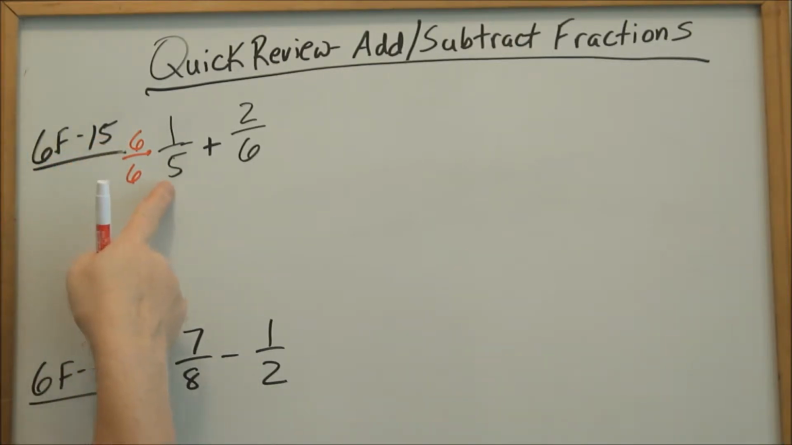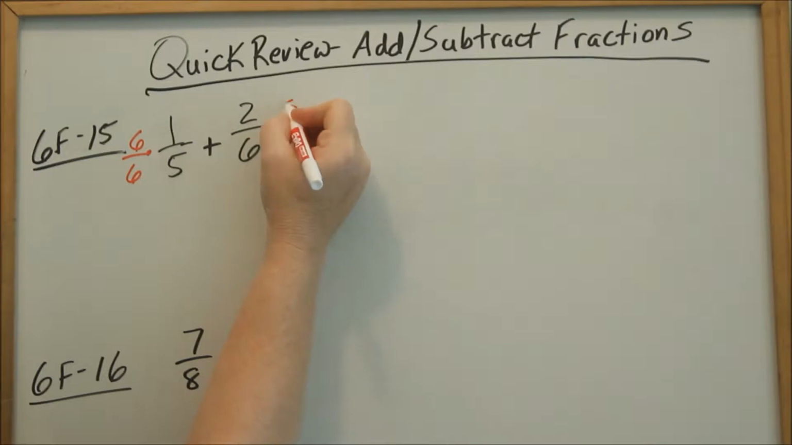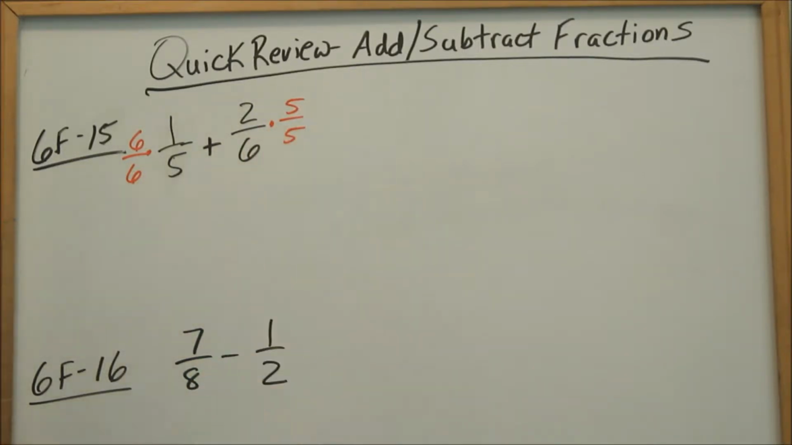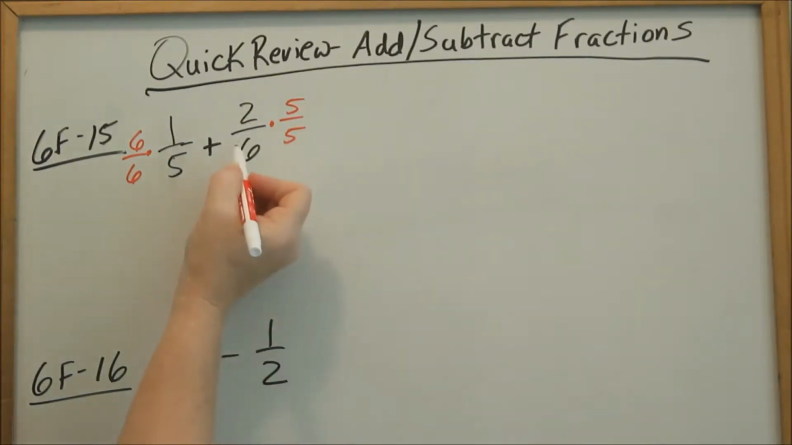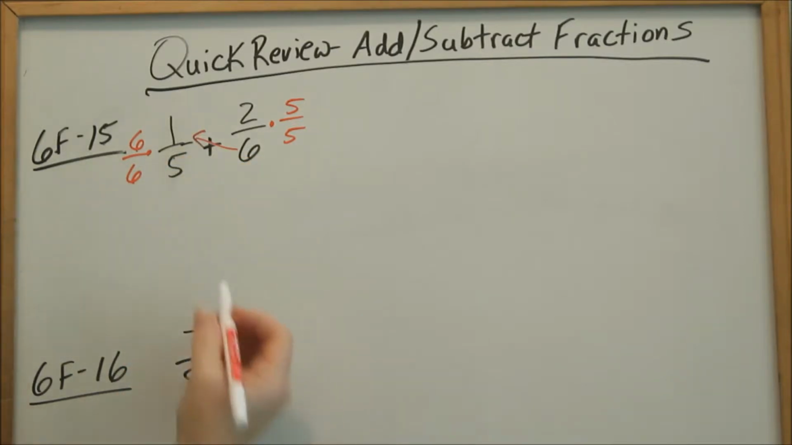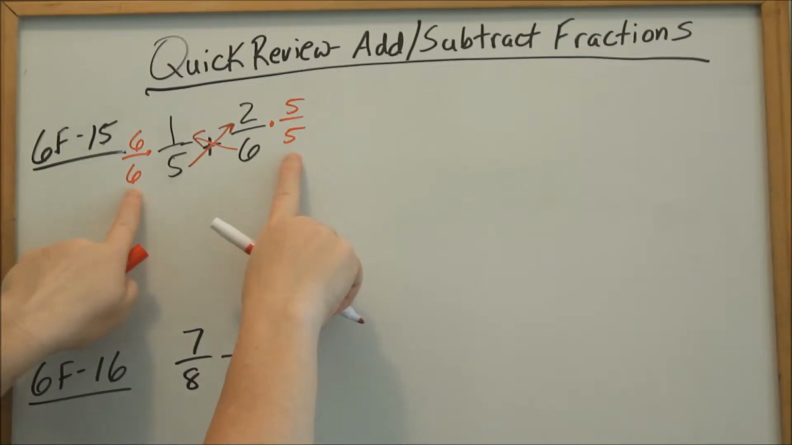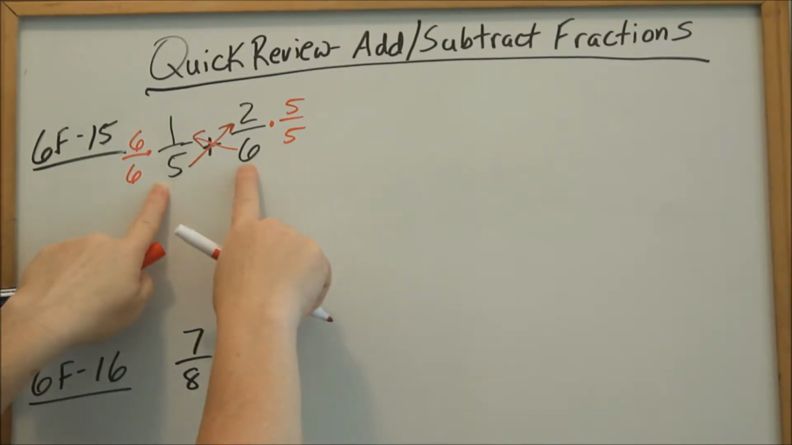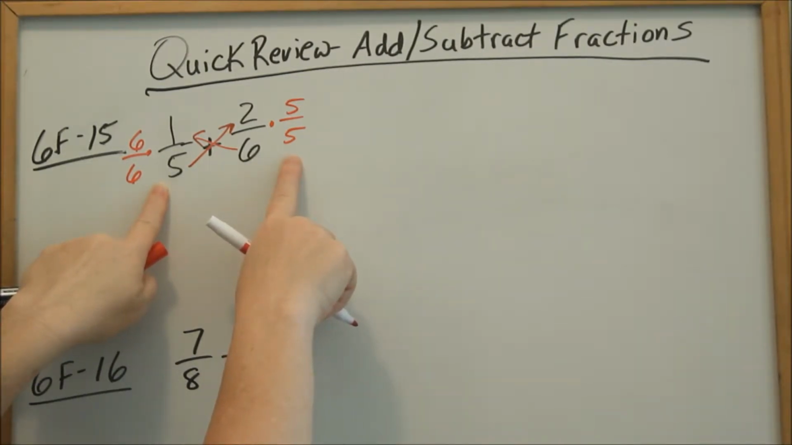Now you take this number and multiply it to this fraction. Matthew C. calls this the rule of 4. Take this number and multiply it to that fraction, then take this number and multiply it to that one. Because now you can see when we multiply the denominators, we're going to get 30 in both of these denominators, and then they will be the same.